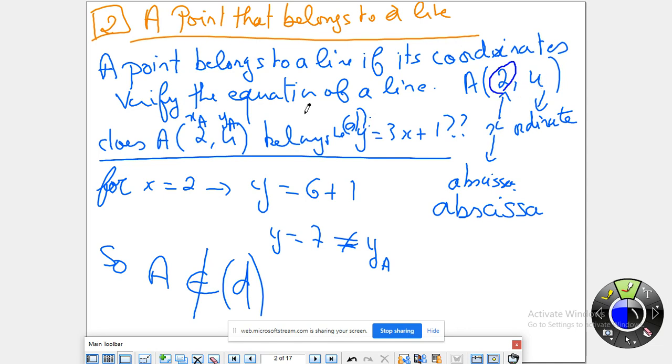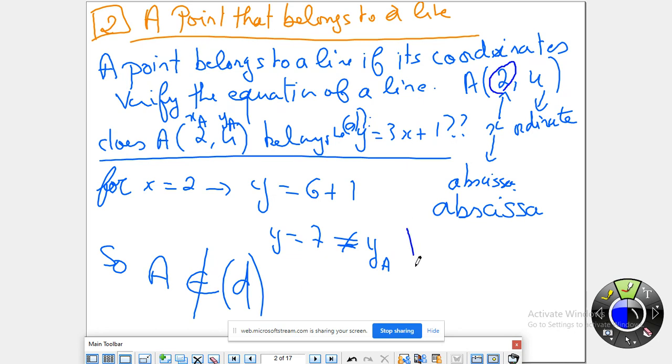Now I just replace x by 2, and I want to check if I will get y equal 4. If I didn't get y equal 4, it means A doesn't belong. Or you can replace both, and if you reach a wrong answer, it doesn't belong. So if I replace x by 2 in the equation, I will have 3 times 2, 6, plus 1, 7. I got y equal 7. Is it the same y as A? It's not. So what does it mean? A doesn't belong to D. This notation means doesn't belong.